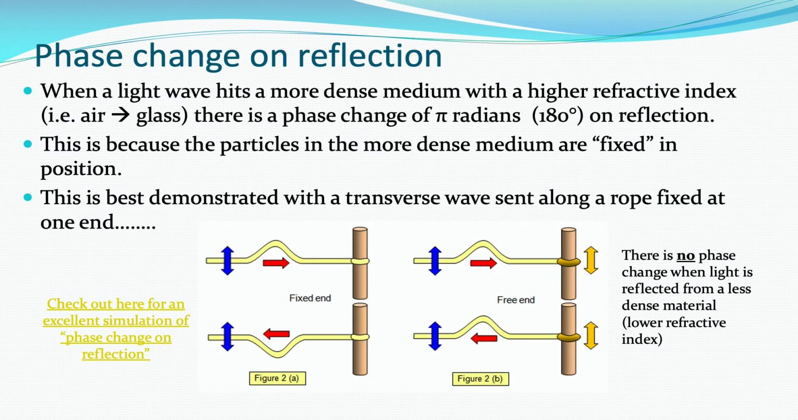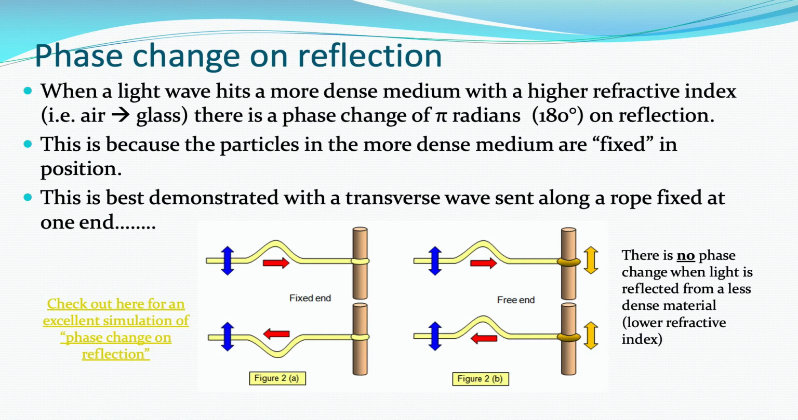Now, we've been over this when we had a look at the PhET simulation. I suggest you go and do that yourself. But basically, when a light wave hits a more dense medium with a higher refractive index, for example when it goes from air to glass, then there is a phase change of pi radians on reflection. When it reflects, it undergoes a phase change of 180 degrees, and that's because the particles in the more optically dense material are more fixed in position.